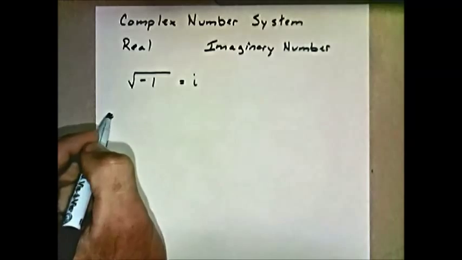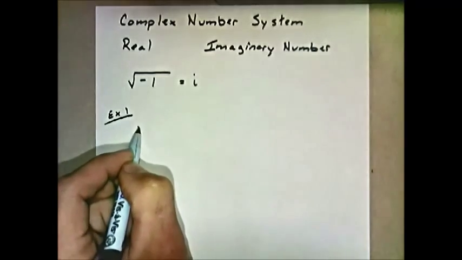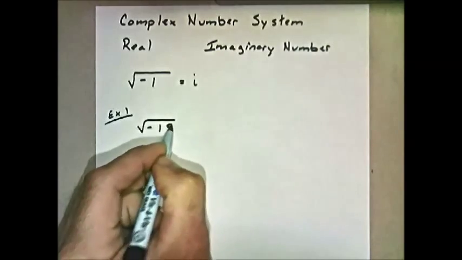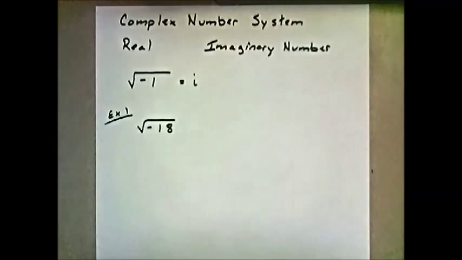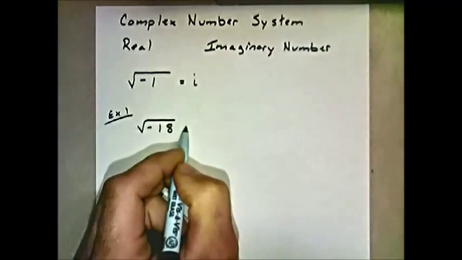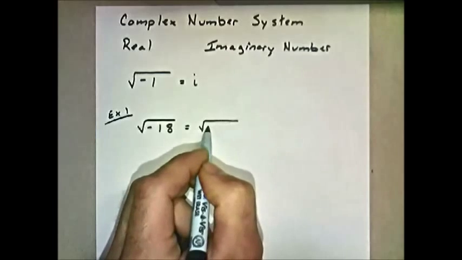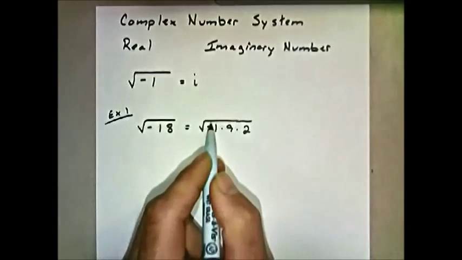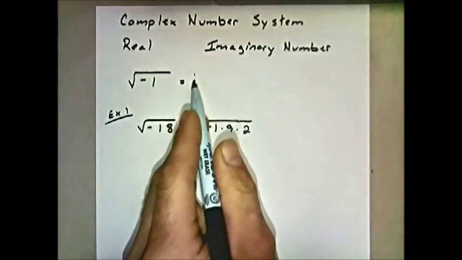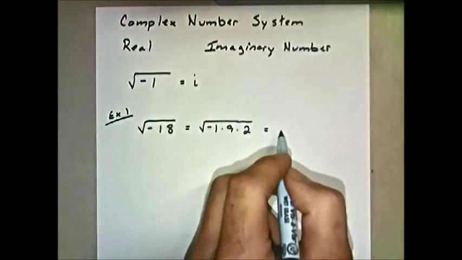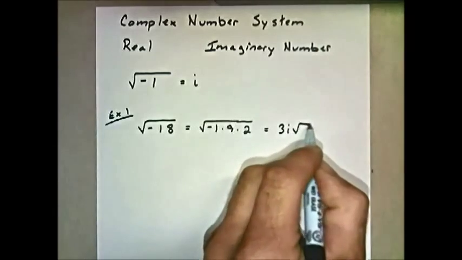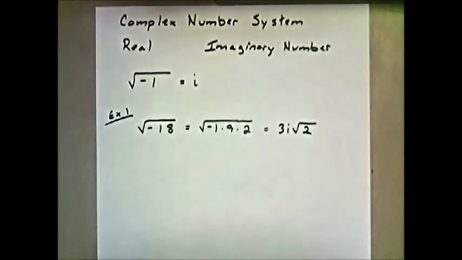We can simplify, as an example 1, any radical that has a negative in it now. For example, the square root of negative 18. If I take the square root of negative 18, I can break this into negative 1 times 9 times 2. Square root of a negative, again, is i. So this becomes 3i radical 2, because the square root of 9 is 3. And this would be an example of an imaginary number.